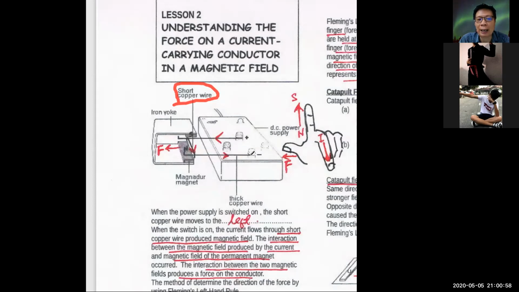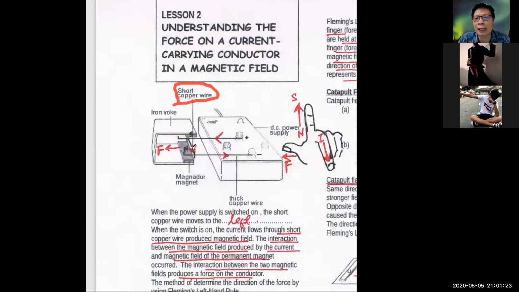Okay, now what happened? Immediately you notice when the current flows like this, you can see this short wire being pushed to the left side. Move to the left side means there is a force. The force pushes the wire to the left side. It's proven here, you see now.